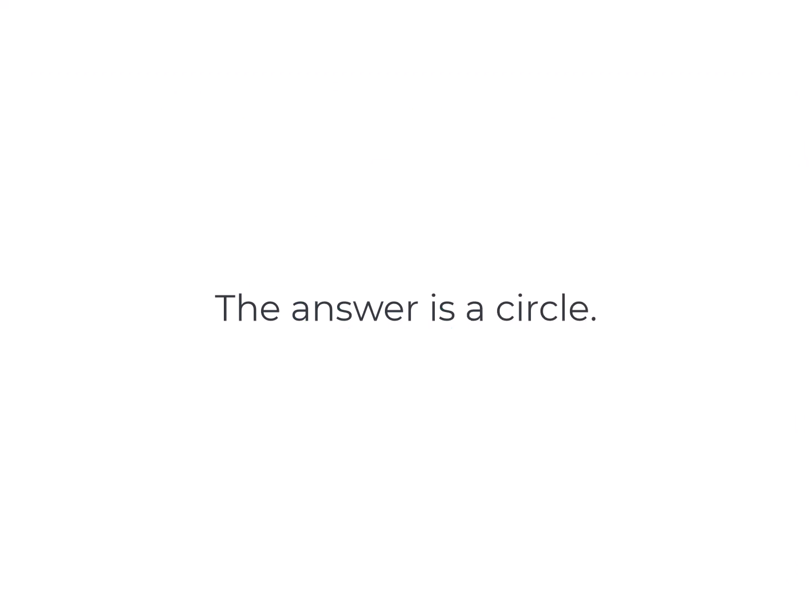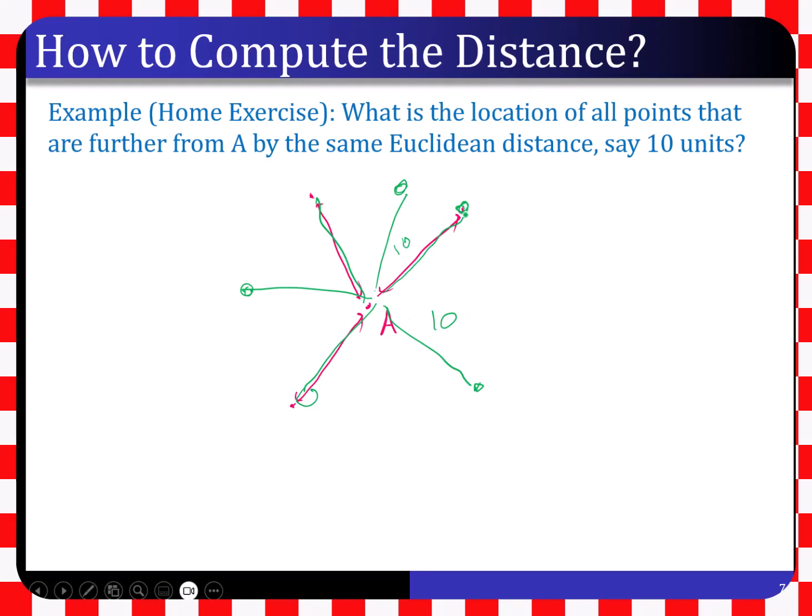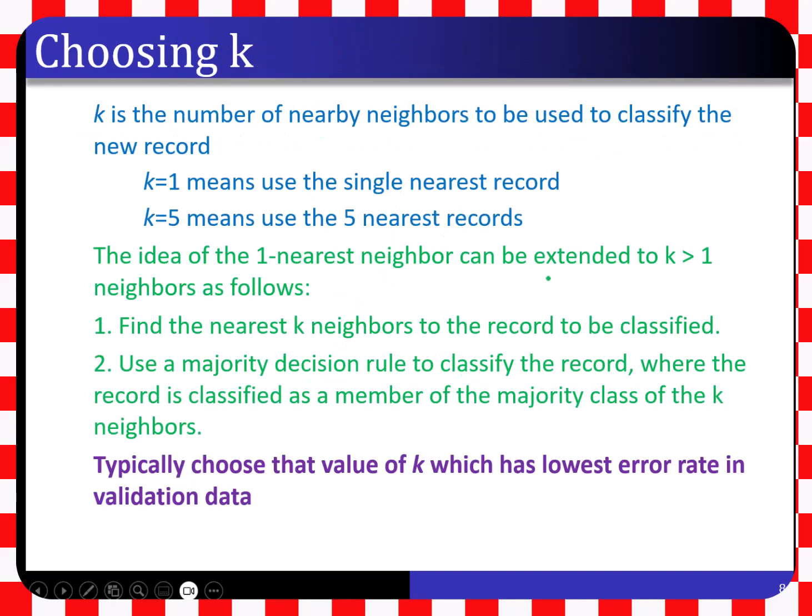So how can we choose K? Is it going to be 3, 5, or 10? K is the number of nearby units to be used to classify the new record. K being 1 means to use the nearest record. K being 5 means use the 5 nearest records.